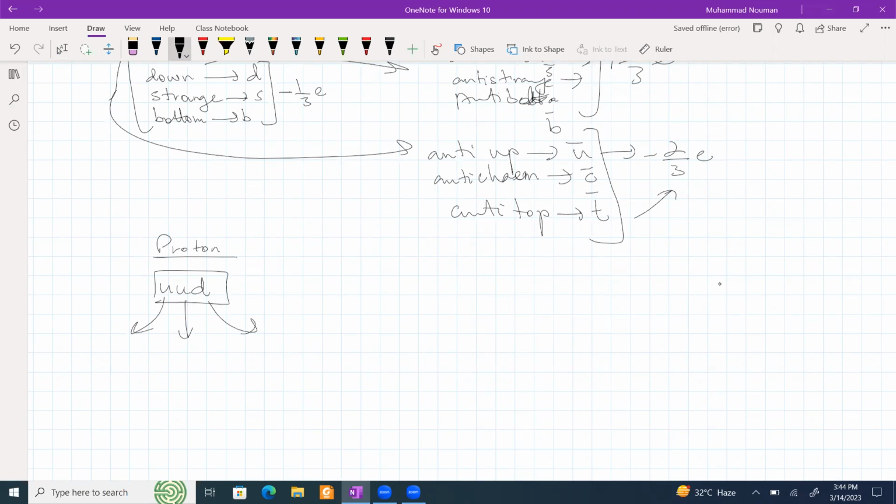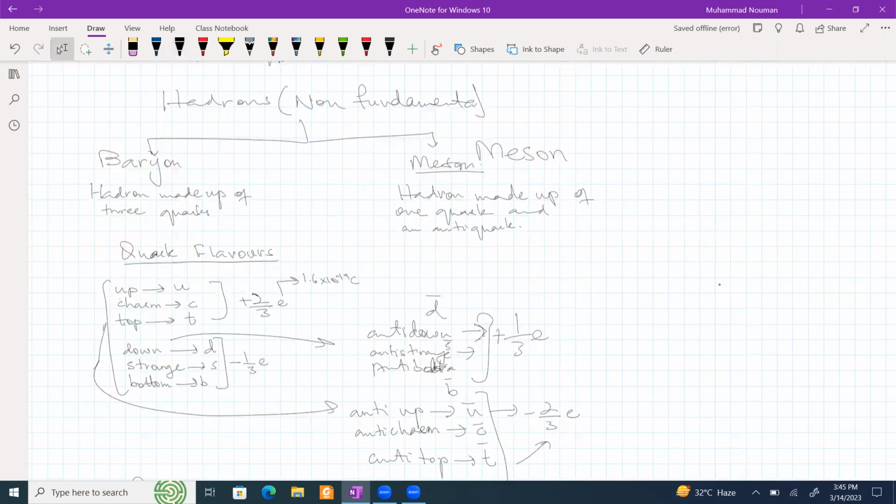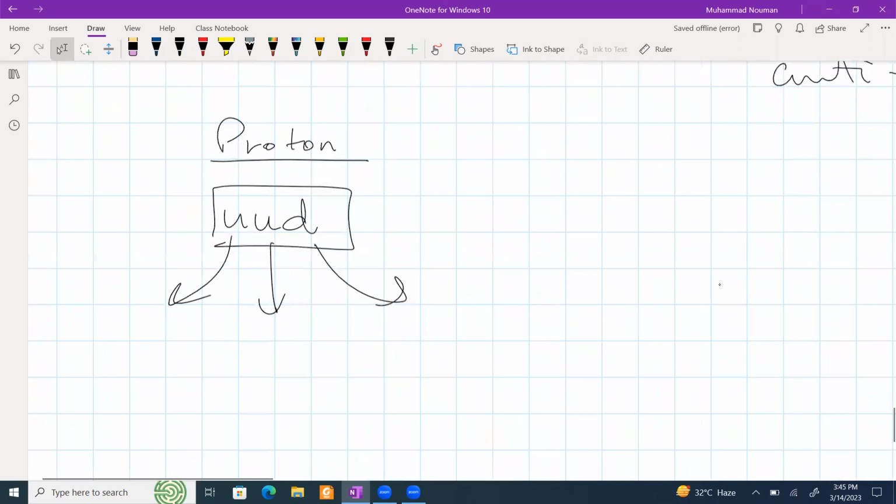Is this proton called baryon or a meson? What do you think? Baryon or meson? You see, I told you what is baryon, what is a meson. Baryon, yeah. Okay, so it is going to be baryon. Yes, you're right. Can you tell me the resultant charge on a proton by using this U, U, D and their own charges? Try this.